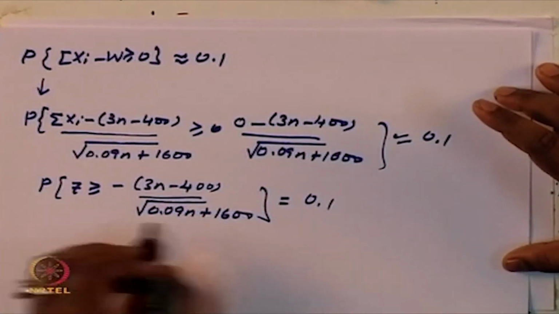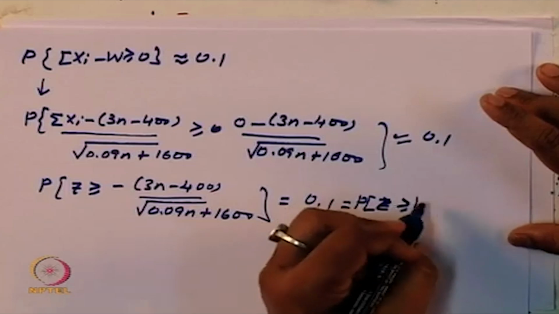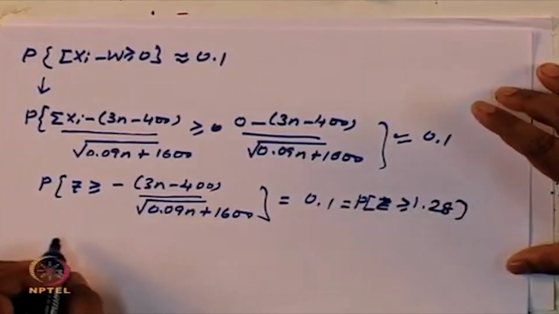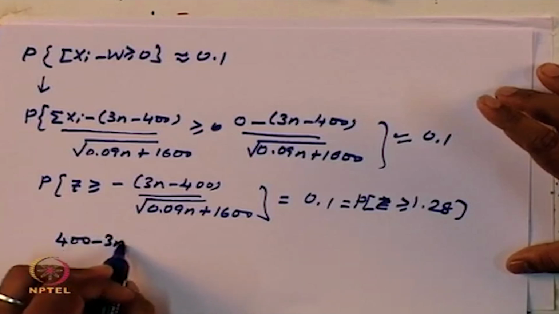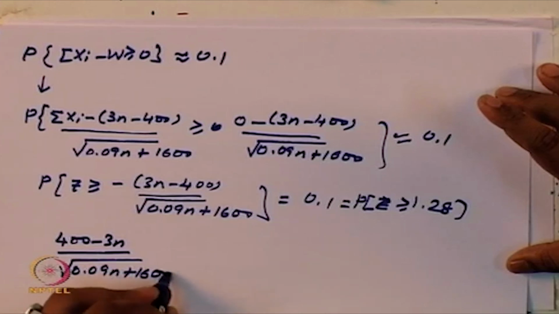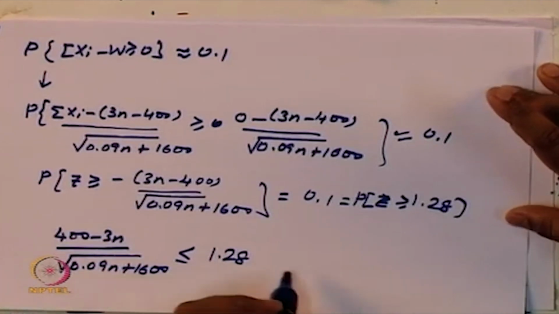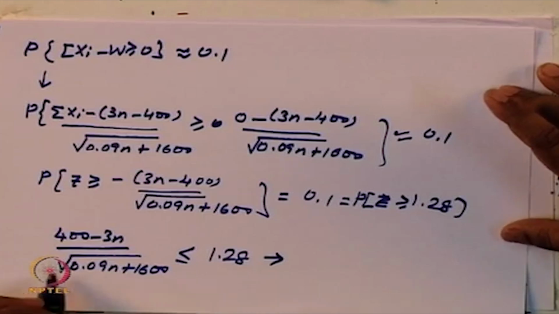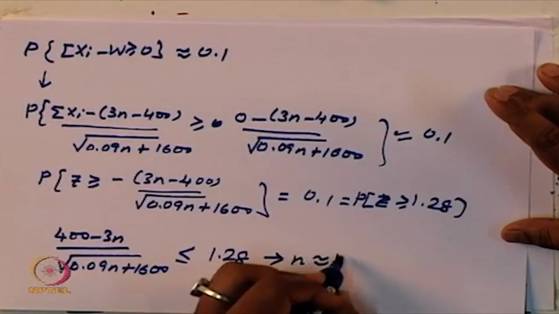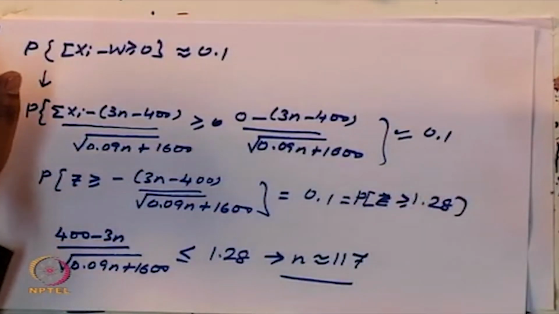So, if you look up the table, this is roughly P of z greater or equal to 1.28. So, this would mean that 400 minus 3n, by root of 0.09 n plus 1600, is less or equal to 1.28. And from here you can find out the value of n. So, this is one equation, you take a square and determine the value of n. So, this n will be of order 117. So, this means that if there are roughly 120 cars, then there is a 10% chance that the bridge will get damaged.